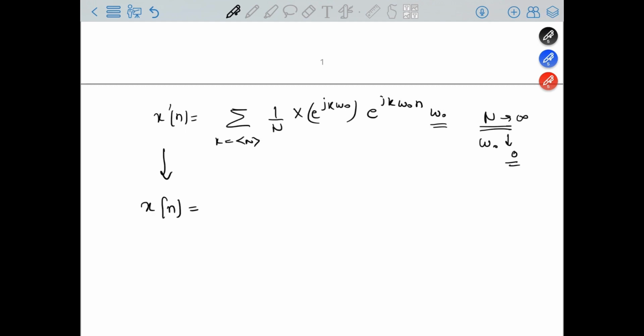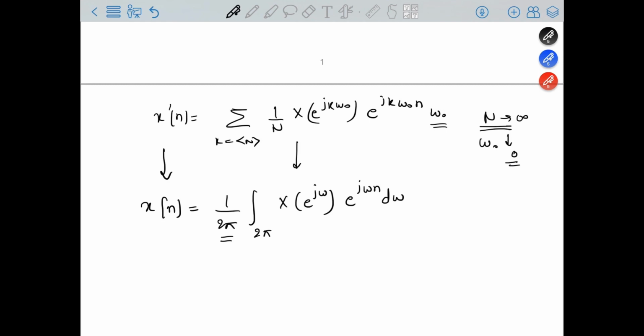So we'll write xn as 1 over 2 pi, integral over 2 pi of X e raised to the power j omega, e raised to the power j omega n d omega. So this can be directly inferred from this expression. And the period is 2 pi, as we all know that a discrete time signal will repeat itself after a period of 2 pi. So our period will be 2 pi.